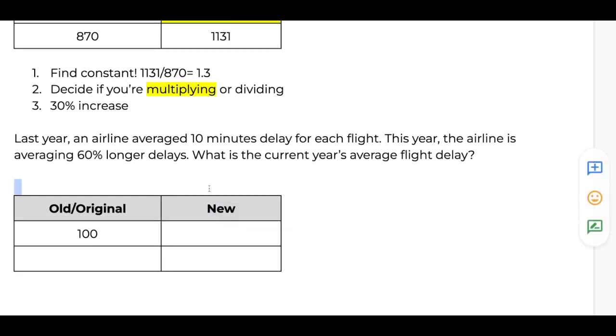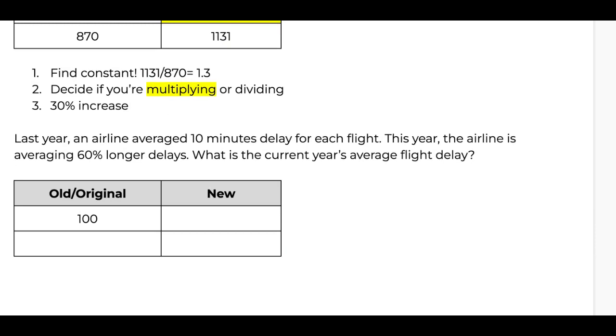All right, next one here. It says last year. That's a key word. Last year means old. An airline averaged 10 minutes delay for each flight. This year, the airline is averaging 60% longer delays. What is the current year's average flight delay? So we're looking for the current year, that new or current, okay? Last year, remember, would refer to old.